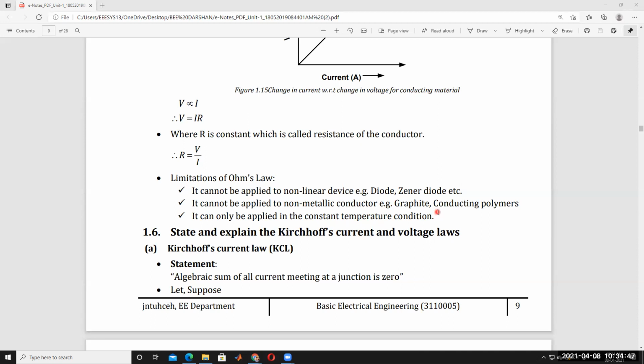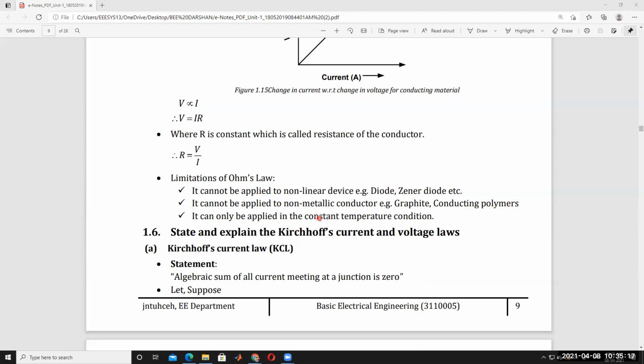Voltage is not proportional to the current for non-metallic conductors, such as graphite and conducting polymers. These are the limitations of Ohm's law. It is also not applicable at different temperatures. Ohm's law is valid only under constant temperature conditions.